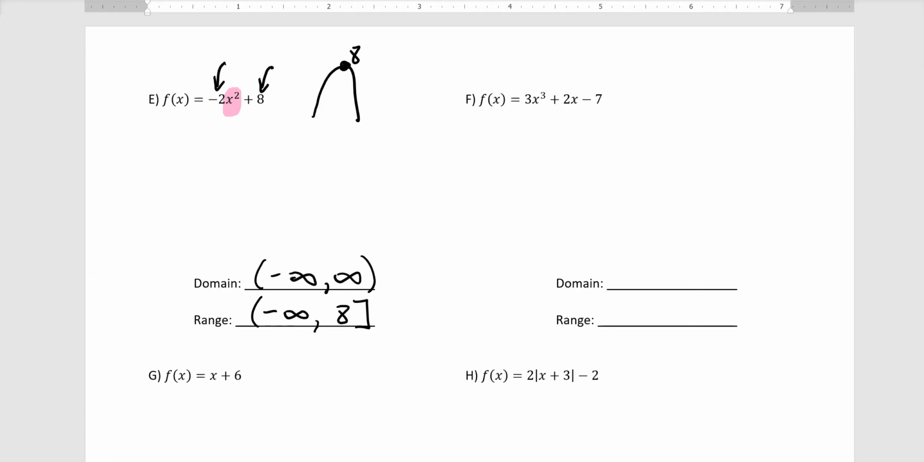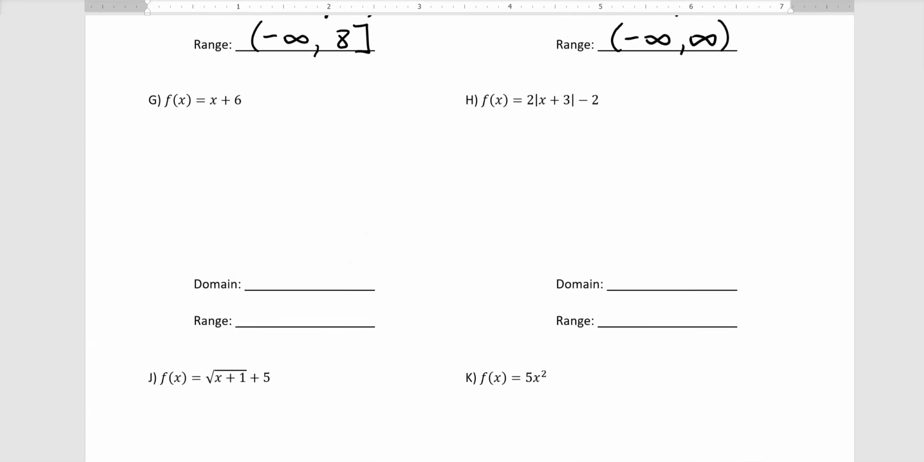Well, that's letter E. Looking at letter F, 3x to the third. Okay, so that tells me right away that I am dealing with a cubic function. Now, this is one that we should know. Cubic, domain and range, both of them always -infinity to infinity. Easy peasy. Don't need to think about transformations, nothing like that. If it's cubic or if it's linear, -infinity to infinity for both domain and range.